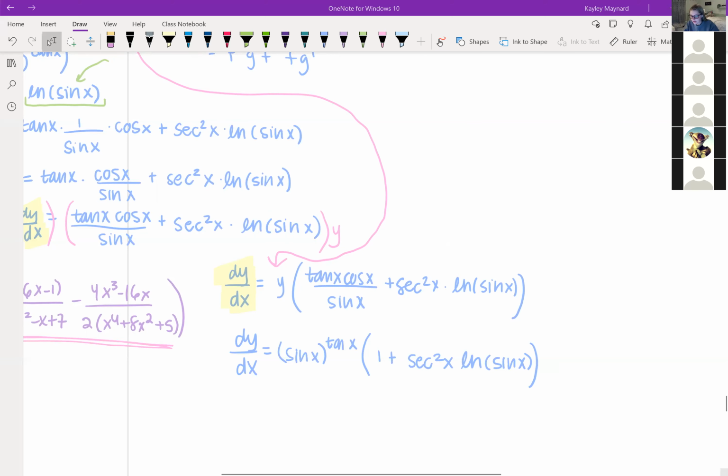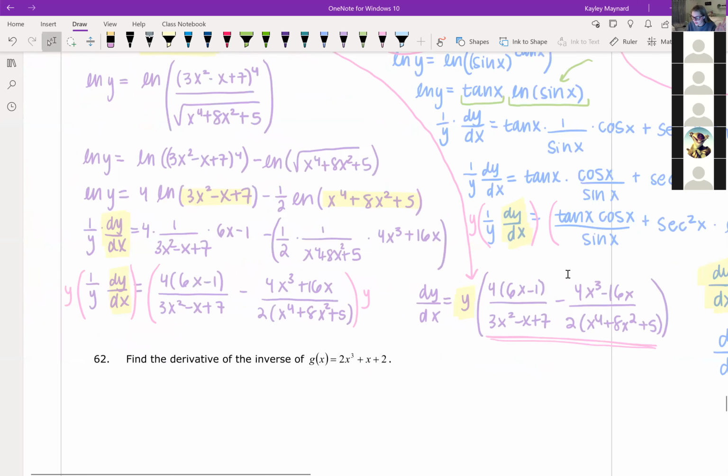Okay, let me check the Jamboard if there's any other questions. So that was an example of logarithmic differentiation. Someone said questions 2 and 3. Someone does want me to do 62. It's pretty quick, so I will go ahead and do 62.